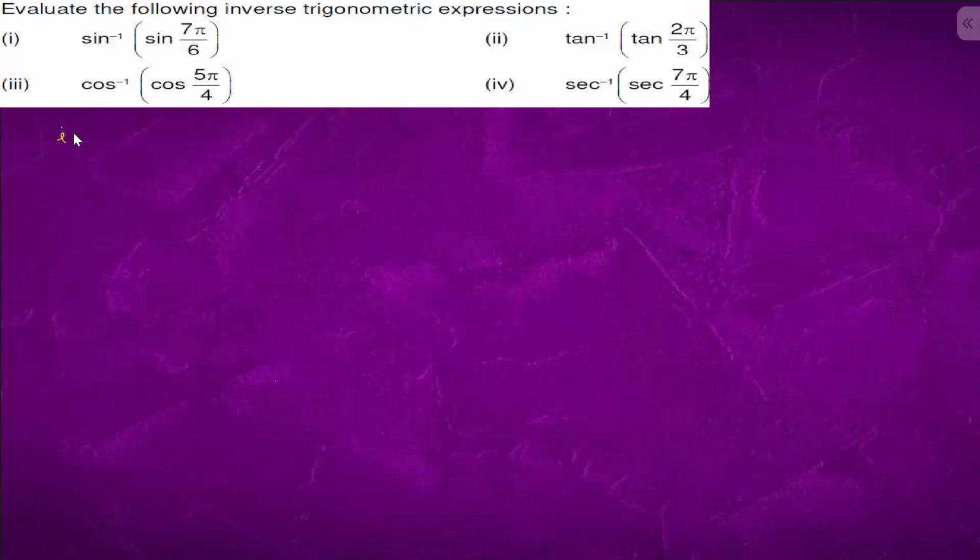Question number 1. Plot the graph. Sine will go from minus pi by 2 to pi by 2, and then from pi by 2 to 3 pi by 2.